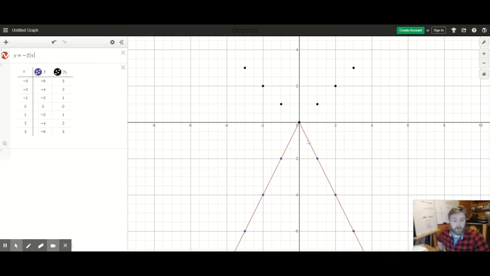Vertical stretch is when it multiplied by more than 1. Vertical shrink is when you multiply by a decimal. And a reflection is when there's a negative right here.